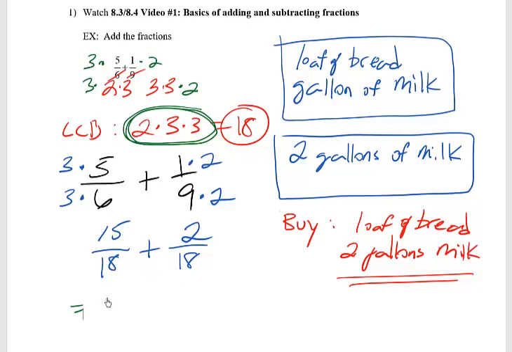All you have to do to finish this thing off is add the tops, 15 plus 2, 17, and then keep the denominator the same. 15/18 plus 2/18 is 17/18. Now, before you put a box around this answer, you would check to see if your final answer reduces, because you're always expected to simplify your final answer. Since 17 is prime, I don't have any common factors here, and I am finished.